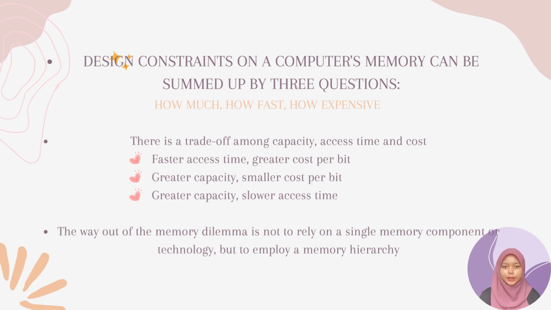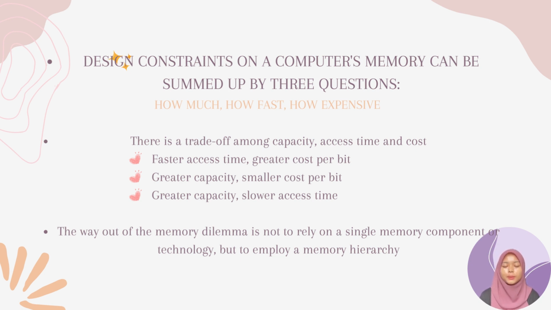Memory hierarchy design constraints on a computer's memory can be summed up by three questions: how much, how fast, and how expensive. There is a trade-off between capacity, access time, and cost. Faster access time, greater cost per bit. Greater capacity, smaller cost per bit. And the last one, greater capacity, slower access time.